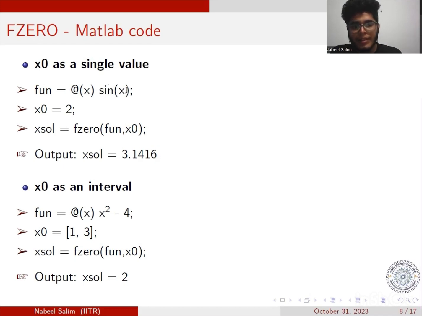Here, the function is defined like this. The function is sin x, and our initial guess is 2. When we call the fzero function, it gives a solution 3.1416, which is the nearest root of the sine function. The next function is x square minus 4. We are providing an initial range 1 to 3, and the solution we get is 2, which is the solution in the range 1 to 3. And if you give a range in the negative region, we will get the solution -2 also.